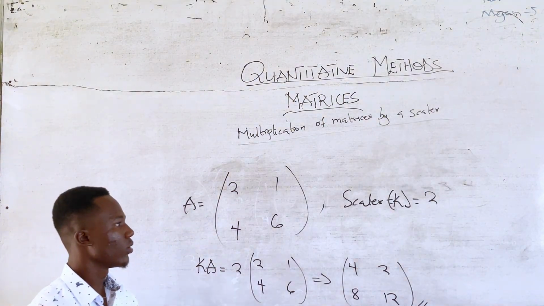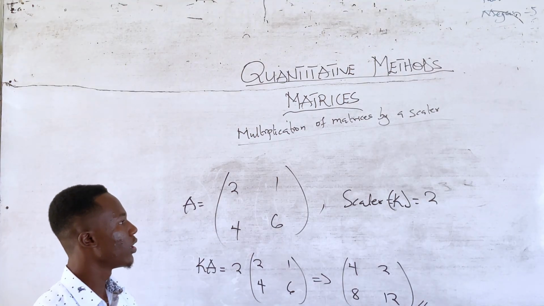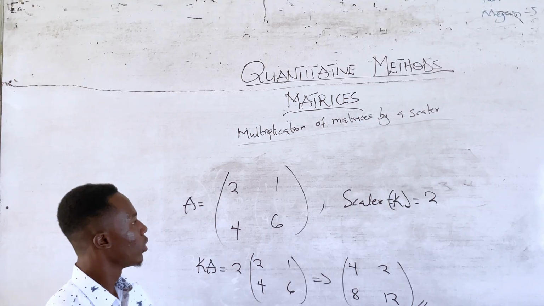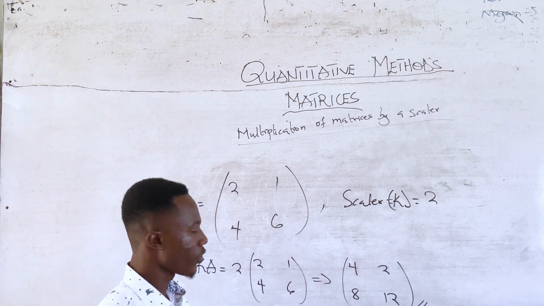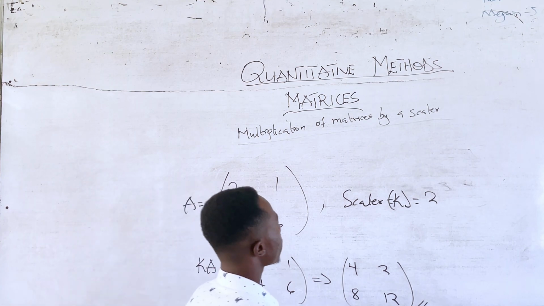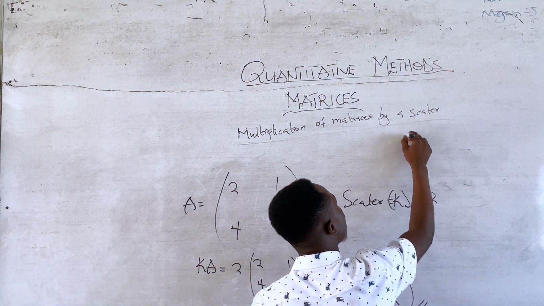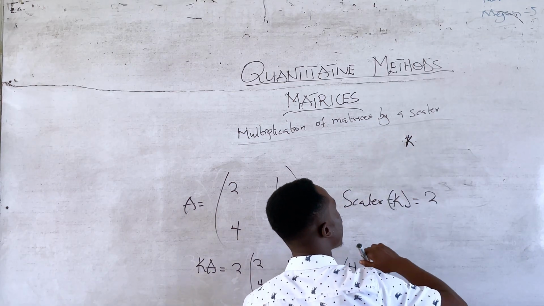You know how to do your simple multiplications, so you don't have to find it difficult. You always multiply your scalar by the matrix. Okay, so that is it. Don't forget, a scalar is always represented by k.